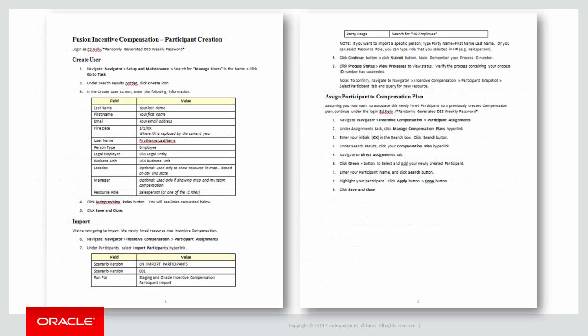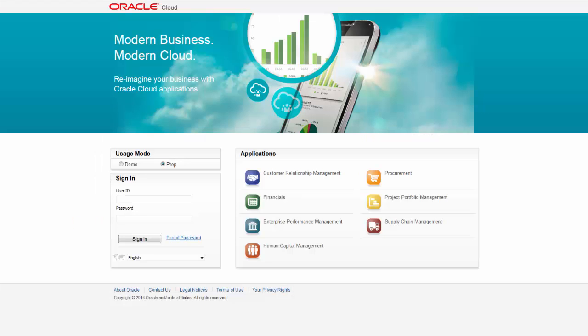So in your training materials, there is a lab on participant creation. And we're going to go step by step and create a new participant. In order to do that, I'm going to navigate over to the application and log in with the incentive compensation administrator we were using earlier. We're going to log in with username @Kelly, use the password that's been provided to you, and click sign in.